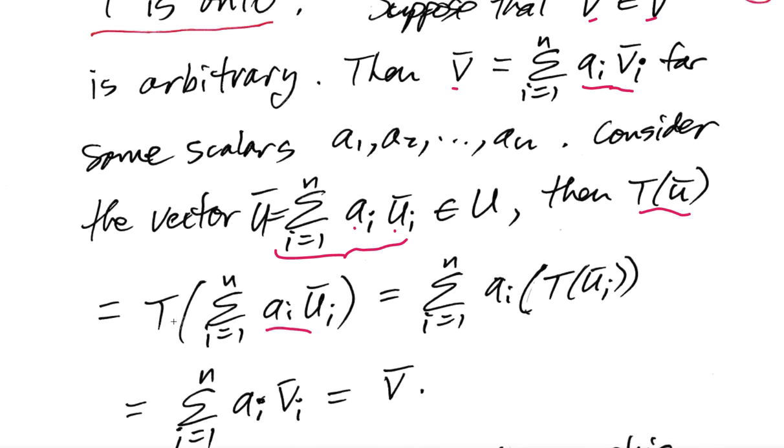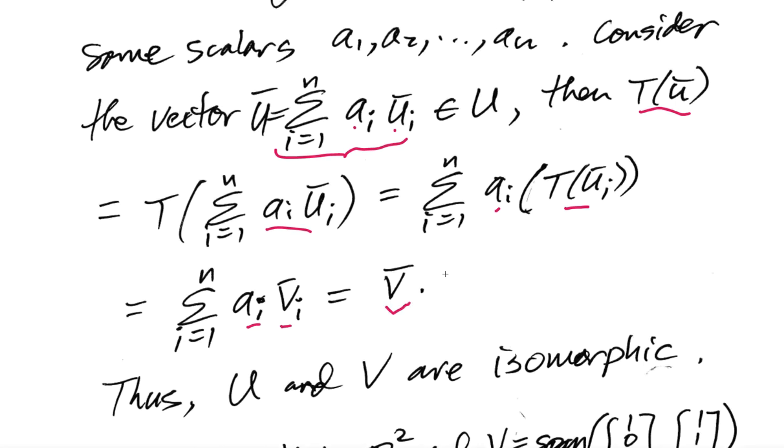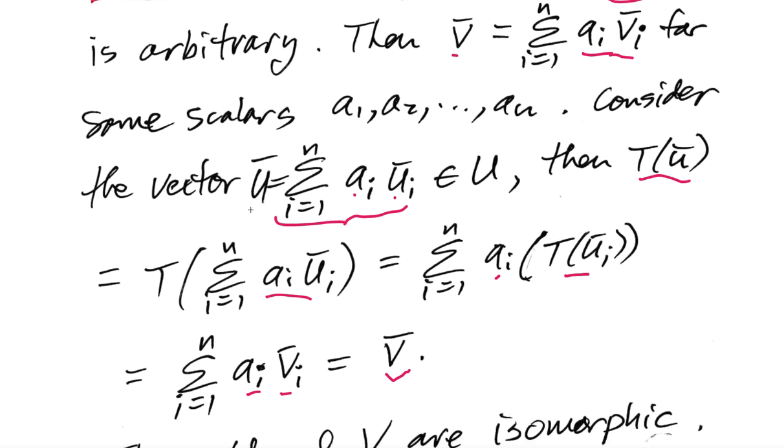Since T is a linear operator, I can bring T on the inside and factor out the scalars also. But what is T of u sub i bar? That's v sub i bar. So the summation of i goes from 1 to n of a sub i, v sub i, that's what the value is. But what was that originally? That's v bar, actually. So do you see, regardless of what arbitrary v you choose in the vector space V, I can always find a vector in the space U which maps onto it.